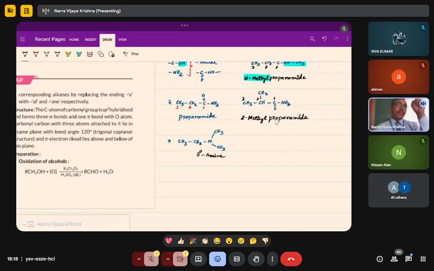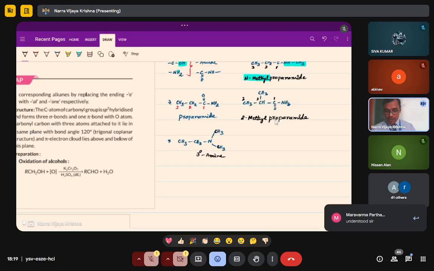If nitrogen is connected to 1 carbon, primary amine. Nitrogen connected to 2 carbons, secondary amine. Connected to 3 carbons, tertiary amine. Right? So this is connected on this side to 1 carbon, second carbon, third carbon. So tertiary. Now, in that amine, branches are there. So first I have to give numbering. The longest carbon chain should be given numbering.